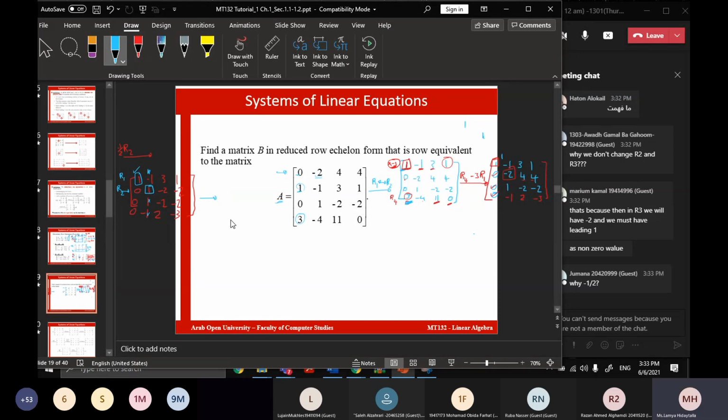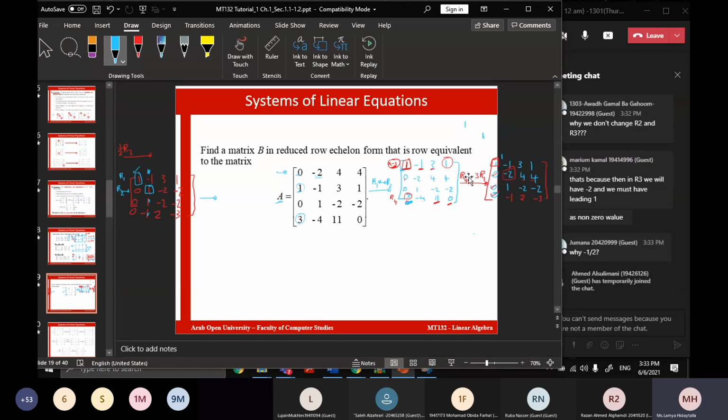Why did we divide over minus half, everyone? We divided to get rid of this minus 2 and make it 1, because the first non-zero entry should be 1. I found that all the row is divisible over 2, correct? Easily I can divide it over 2.